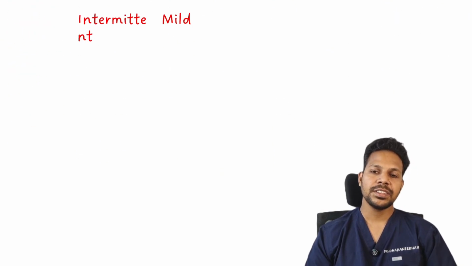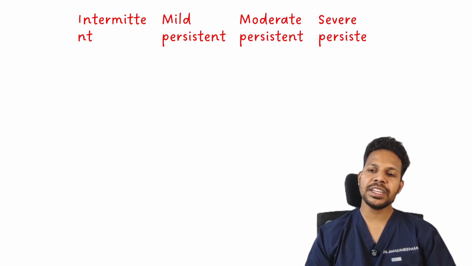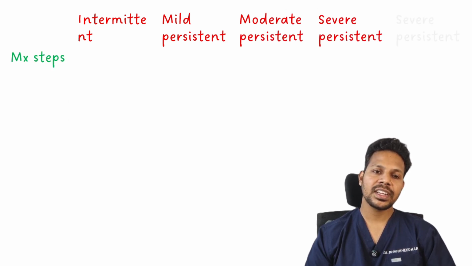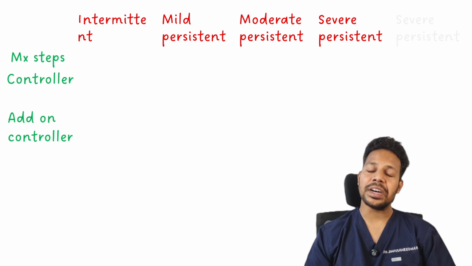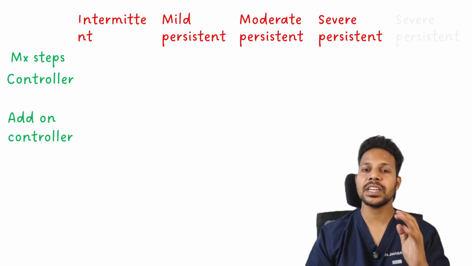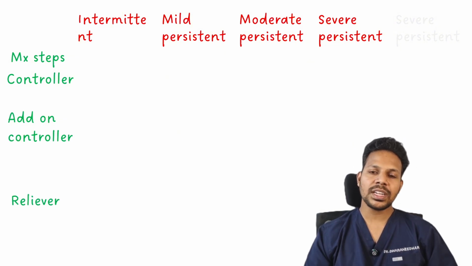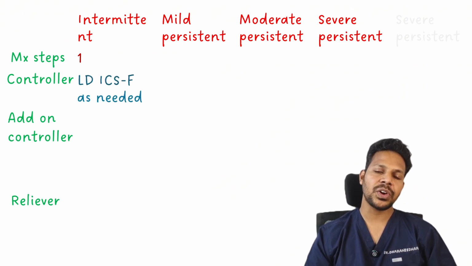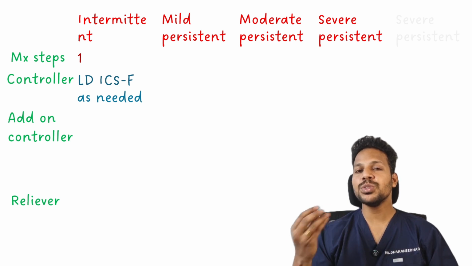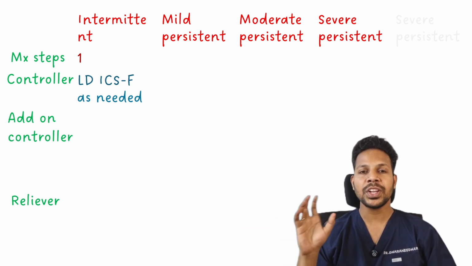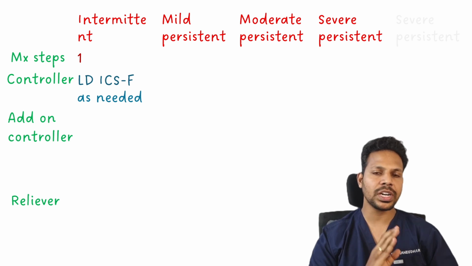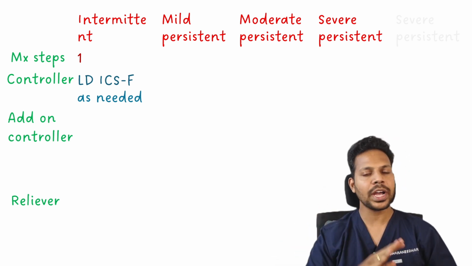Depending upon this grading, we'll also manage the cases. In the management, we have a controller and a reliever. The controller is going to reverse the pathology, and the reliever is going to relieve the acute symptoms that the patient may be having with an acute asthmatic episode. The controller that we commonly use is low dose inhaled corticosteroid with formoterol. Like I said, we don't use the corticosteroids alone, we always use them in combination with a bronchodilator, which is a short acting or a long acting beta agonist, preferably long acting beta agonist.